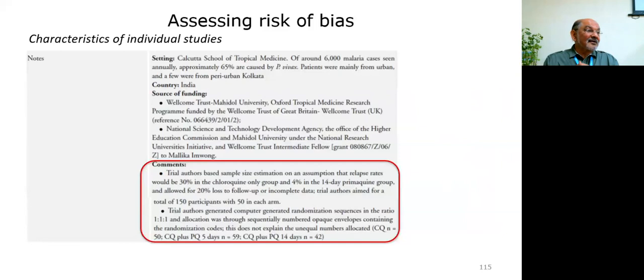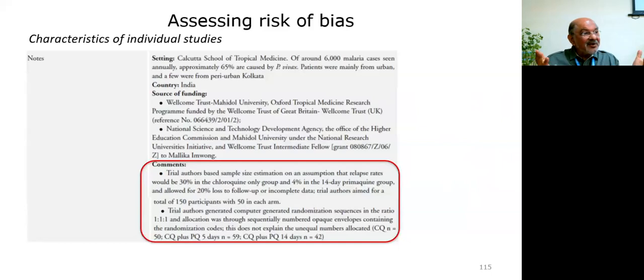What do you think? Is there a problem here? See, this is the only signal you'll get that there's a problem. They said they're using 1:1:1 randomization to achieve 150 people, which means 50, 50, 50. They said they used allocation concealment, the serial envelopes and so on. But when they reported the results, they've got 50, 59, and 42. Does it ring a bell? An alarm bell?